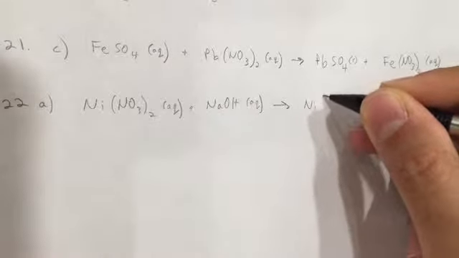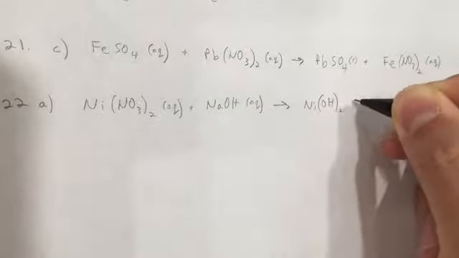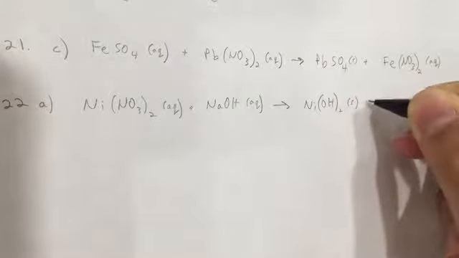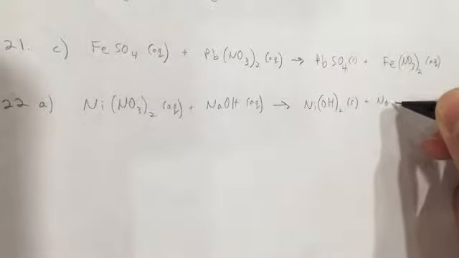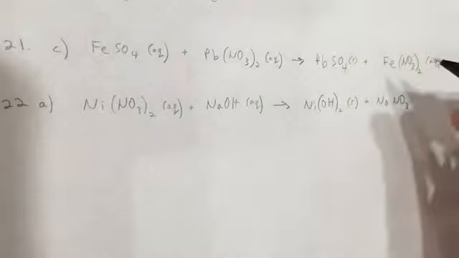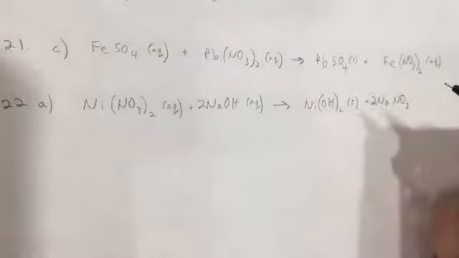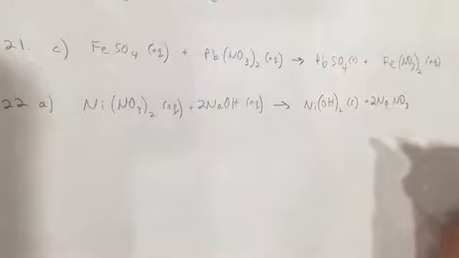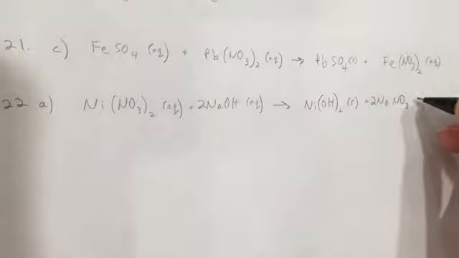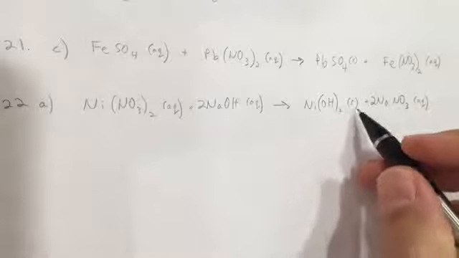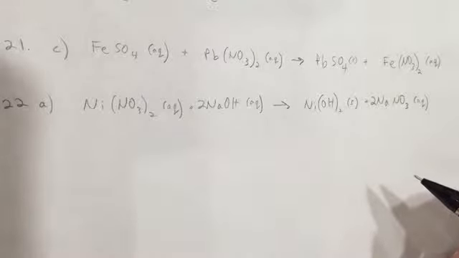So Ni(OH)2, that's a solid, and NaNO3. Now balancing the equation, we put a 2 here and a 2 there, and that should take care of it. So that's the balanced equation. That's one that does occur because it makes a precipitate.